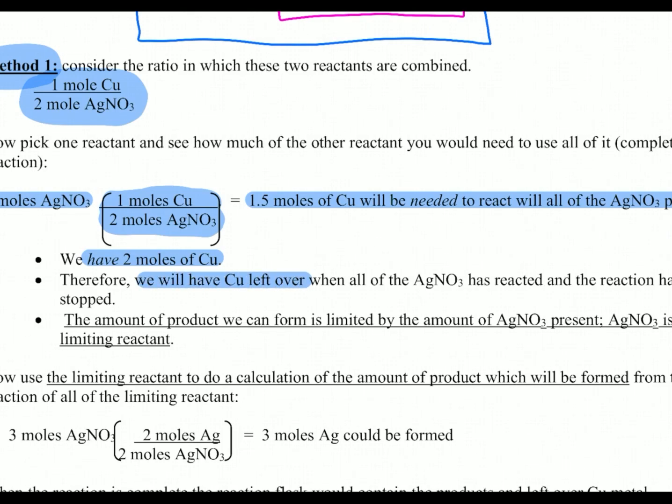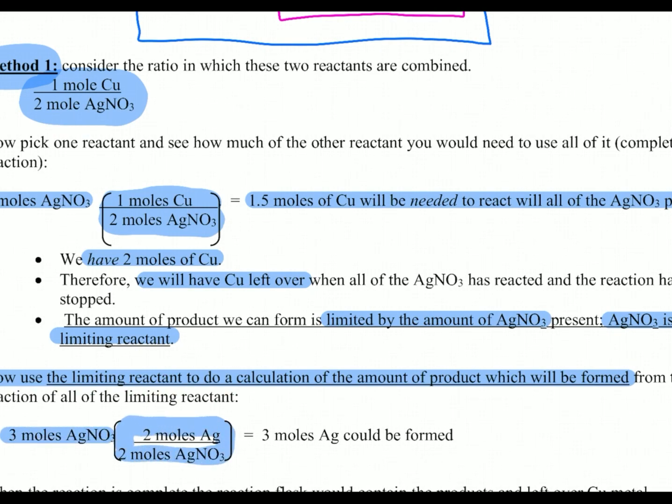So that's how you're determining who the limiting reactant is. So if it's limited by the amount of silver nitrate present, silver nitrate is the limiting reactant. That's what we call it. And then this is what you would use to now do the second string of calculations, which is start with silver nitrate now that you know that's the limiting reactant, and compare that to product. And now you can go confidently knowing that starting with silver nitrate is the right one to do to get the right answer of how much silver could be formed as your product.